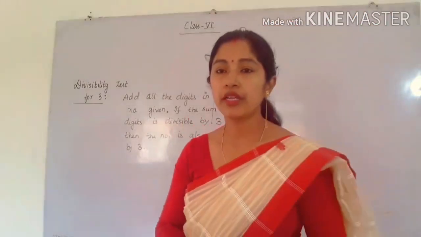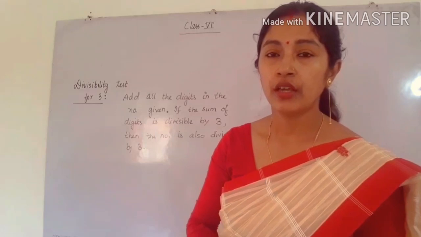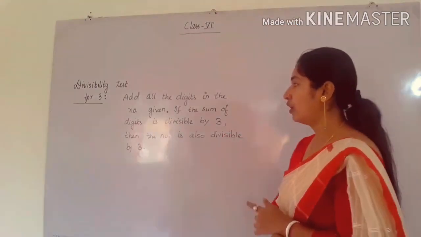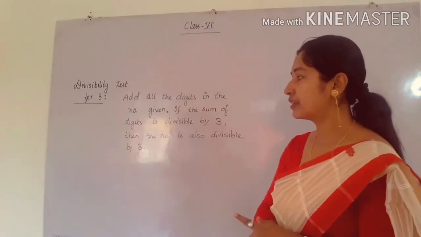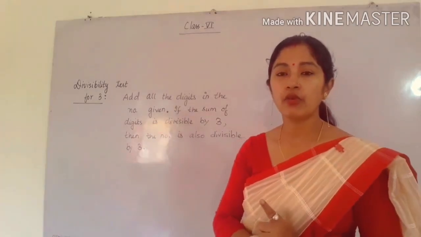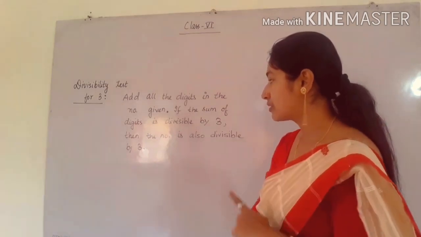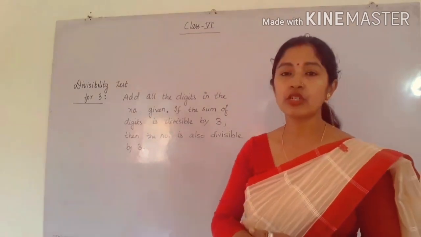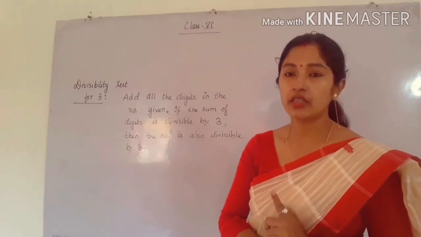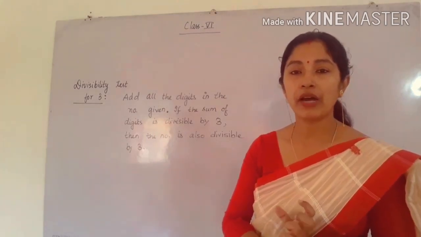Next is the divisibility test for 3. We have to follow this rule: you have to add all the digits in the given number. Then you check whether the sum of the digits is divisible by 3. If it is, then that particular number is divisible by 3.